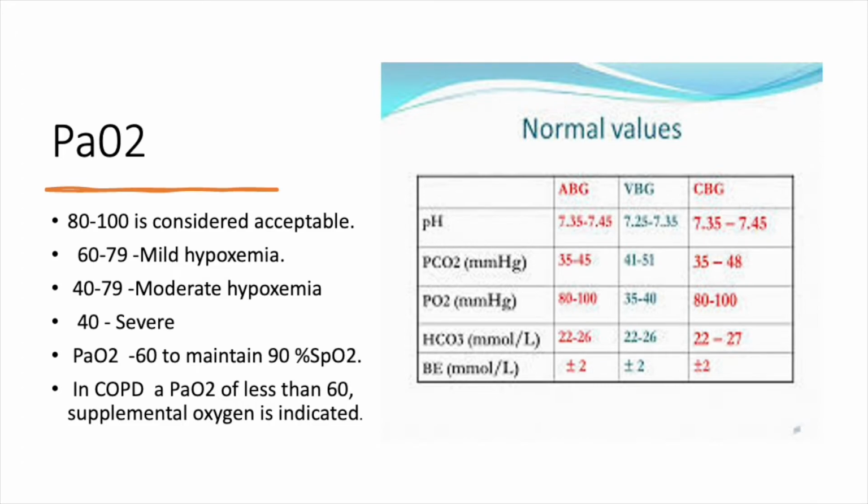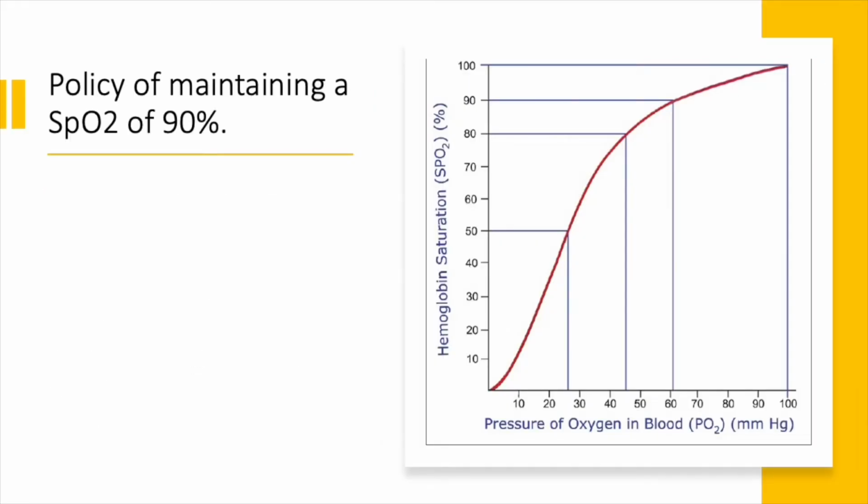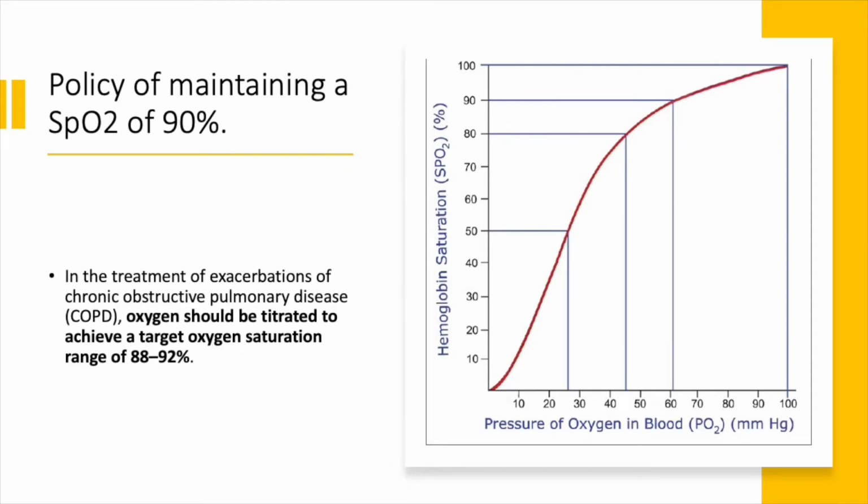In a patient with COPD, supplementation of oxygen is indicated when the PaO2 becomes less than 60. So our policy is to maintain SpO2 at around 90. SpO2 is determined by the pulse oximetry. And in patients with exacerbation of COPD, our target is 88 to 92%. So oxygen is supplemented in such a way that SpO2 is above 88 and the target level is 92.